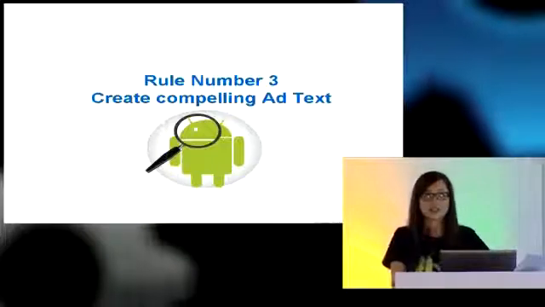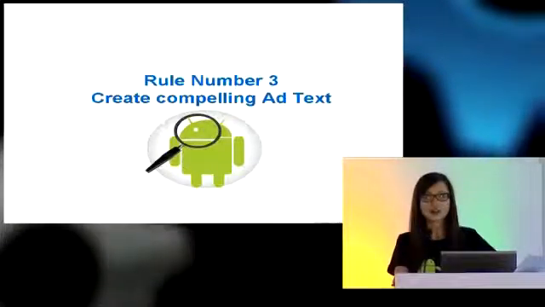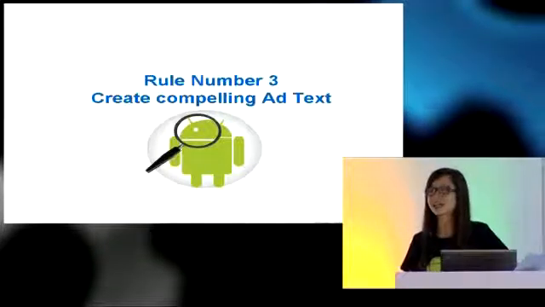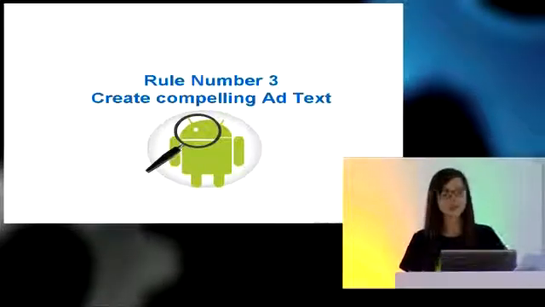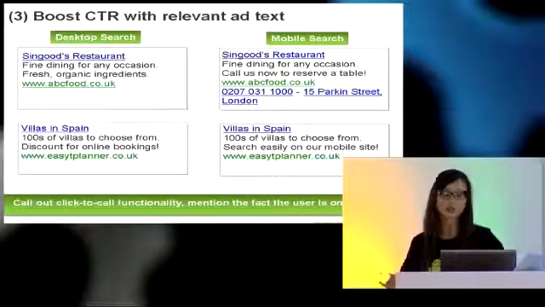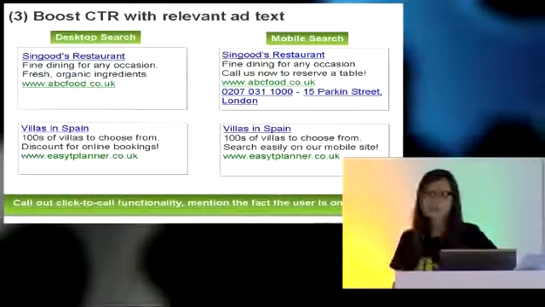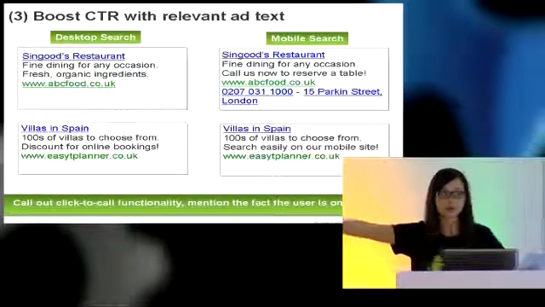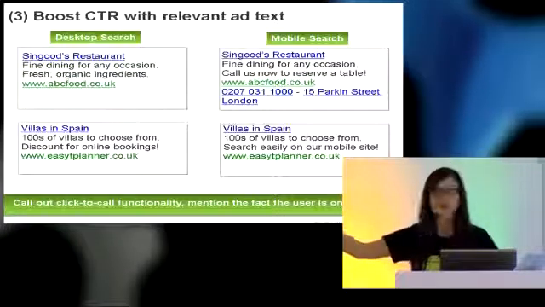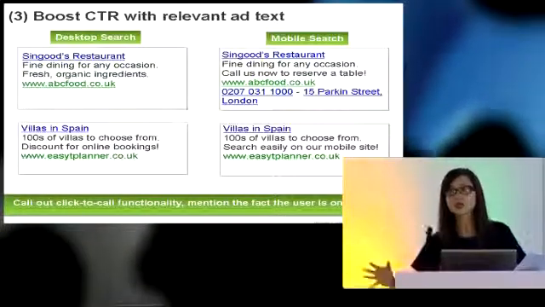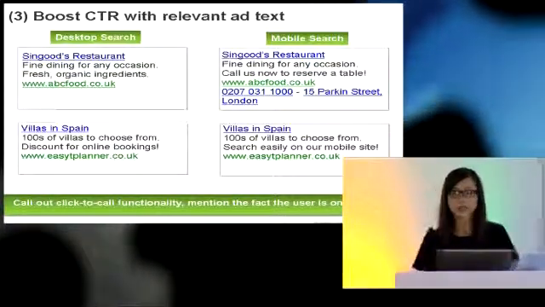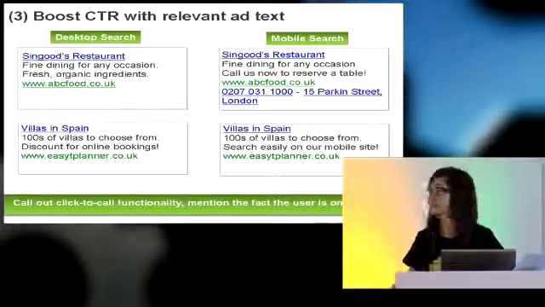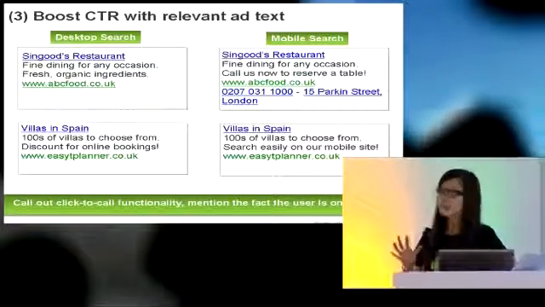Number 3, I've talked about this twice now, and I'm very aware that I am repeating myself, but creating compelling ad text is very, very key. So I'm just going to give you a little comparison. Over here we've got desktop search, we've got 2 desktop ads. And they're perfectly fine desktop ads. But when you think about what a mobile user wants to see, how busy they are, they're on the go, they're looking for you, they're looking locally for you. Think about what kind of messaging works well.